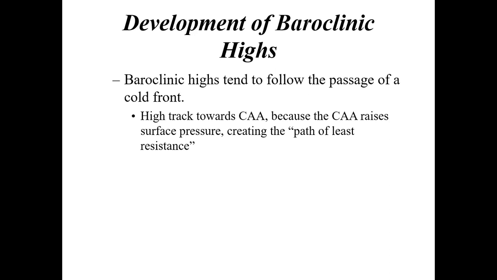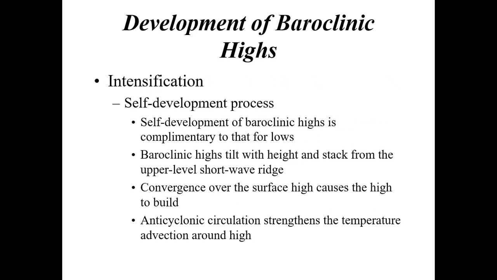Baroclinic highs typically move towards the southeast in the northern hemisphere across the U.S. due to the fact that the strongest cold air advection is typically right behind the cold front, to the southeast of that high. Now, the self-development process of a baroclinic high, just like we did with the baroclinic low: the baroclinic high has stages of development. The first stage is known as intensification.